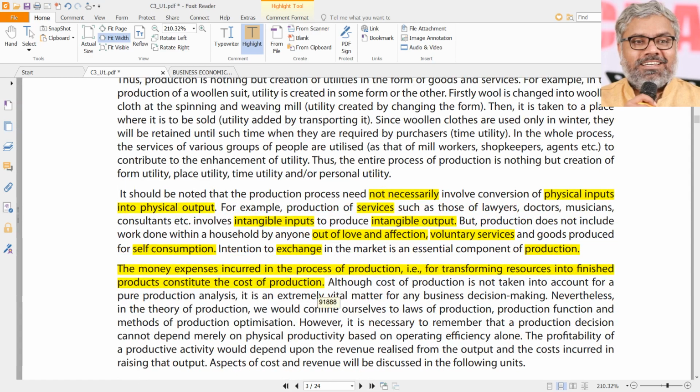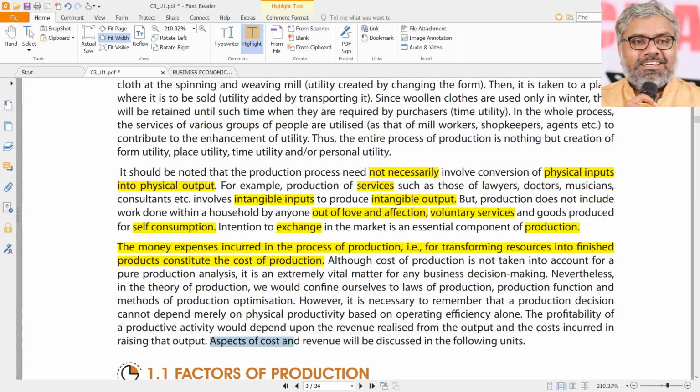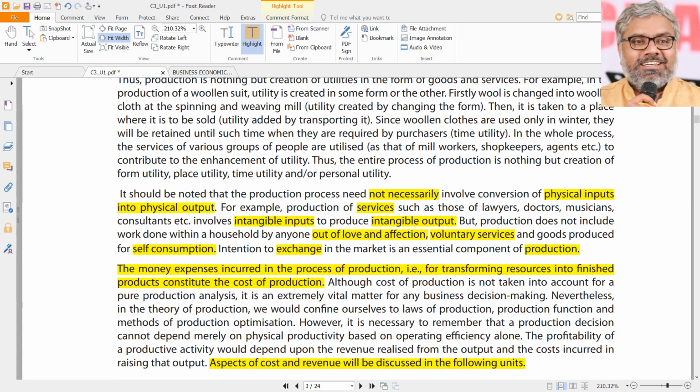But in general, once again, I would like to draw the attention. When we use the word production, we are not talking about money. We are talking about quantities. And when we talk about cost of production, we are talking about money expenses. Cost is nothing but the transforming of resources into finished products. That's what is called as cost of production. So various aspects related to cost and revenue will be discussed in the following units. We will definitely discuss them later.